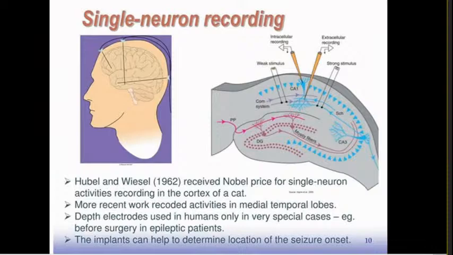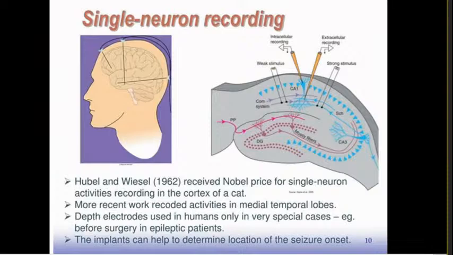This is the latest experiment. This single neuron recording helps to understand the neuronal system of the human brain or any animal brain. Why do we want to do this? If you are doing any related work, we want to understand the signals in the brain. From that point of view, you want to understand single neuron recording.